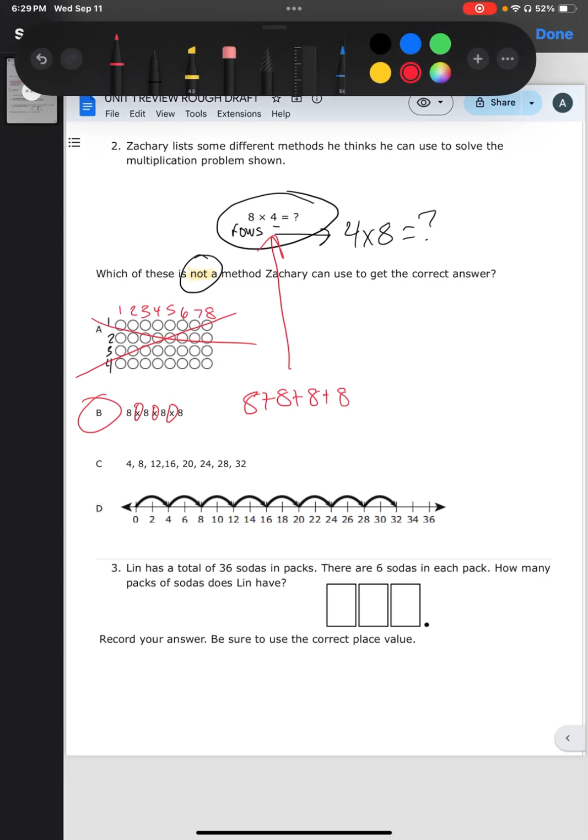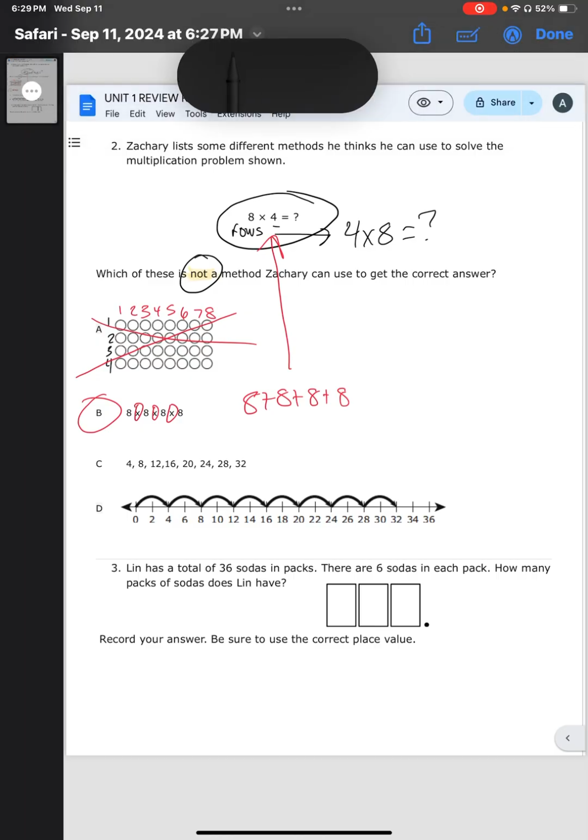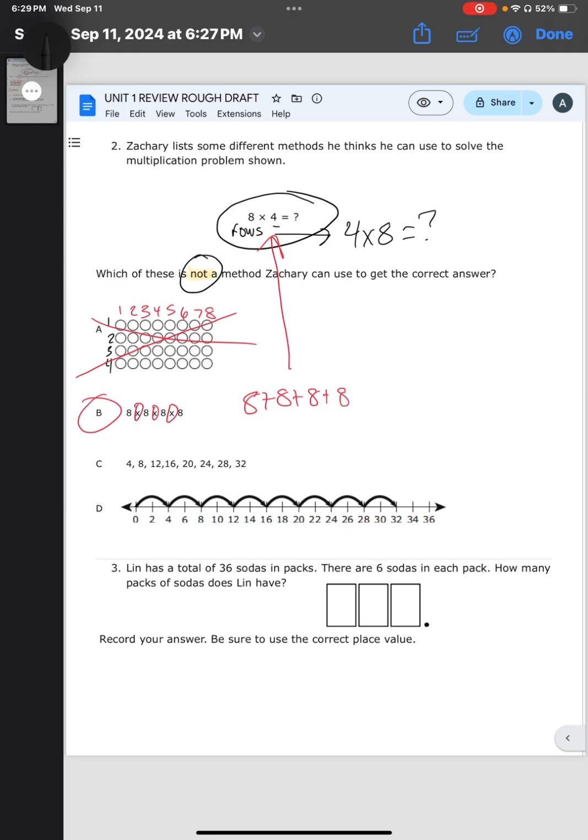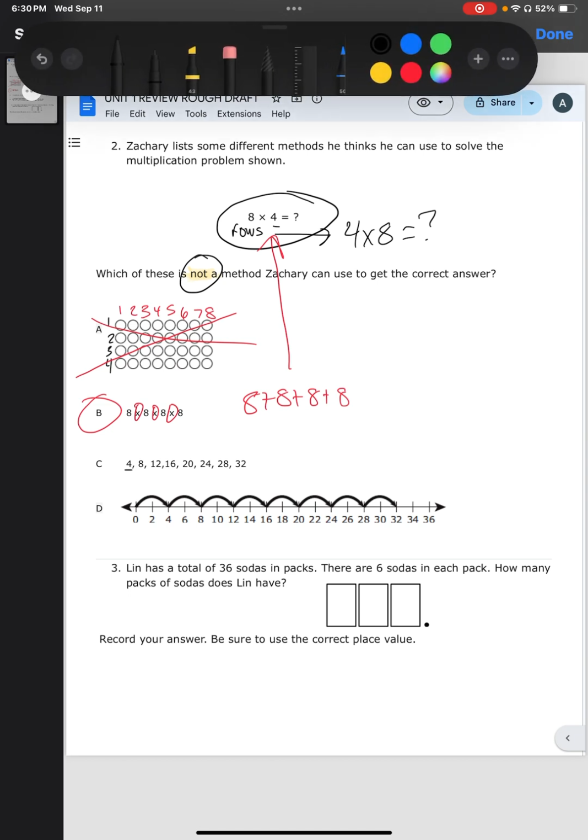We're not going to just stop there, though. We're going to check every answer. Option C. When I look at option C, I can see that there is a list that is skip counting by 4. The distance between each number on here is 4. If it is skip counting by 4, which is one of my factors, then it must do that 8 times to represent this expression or equation.